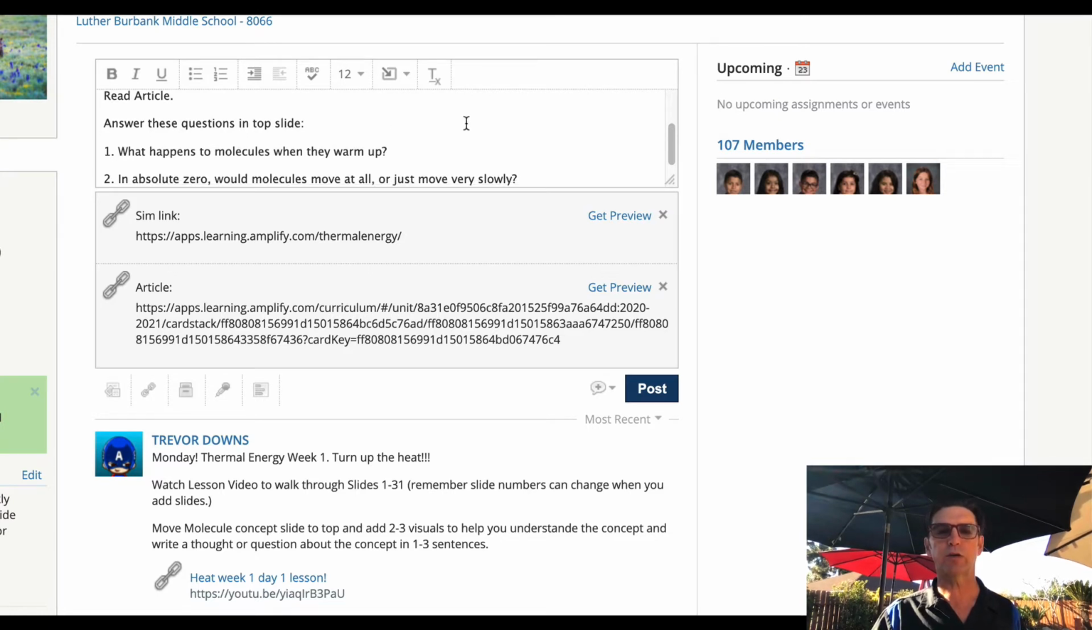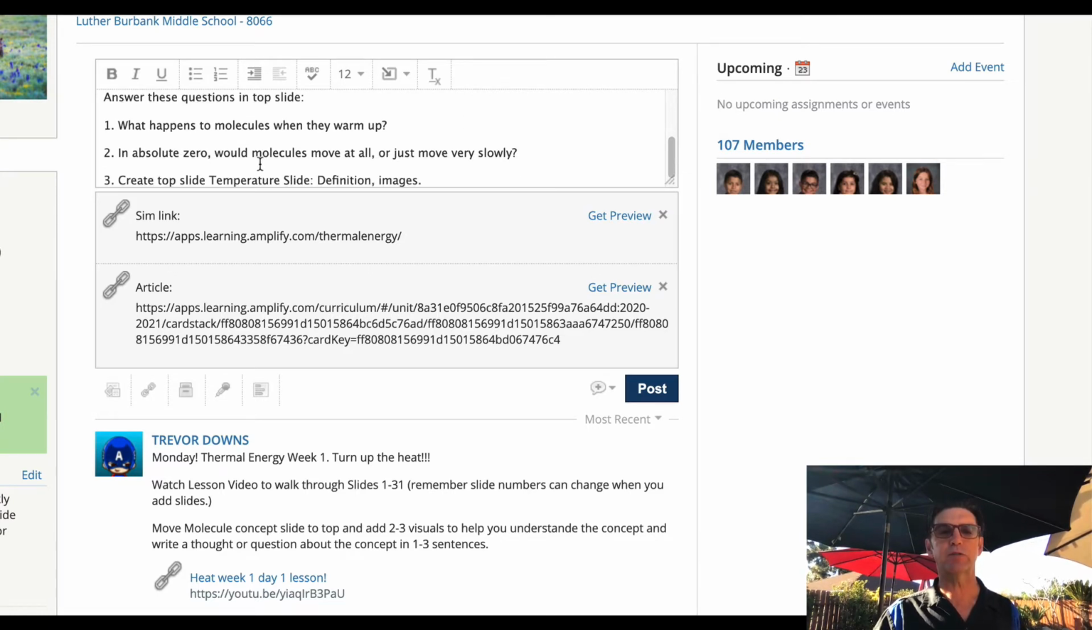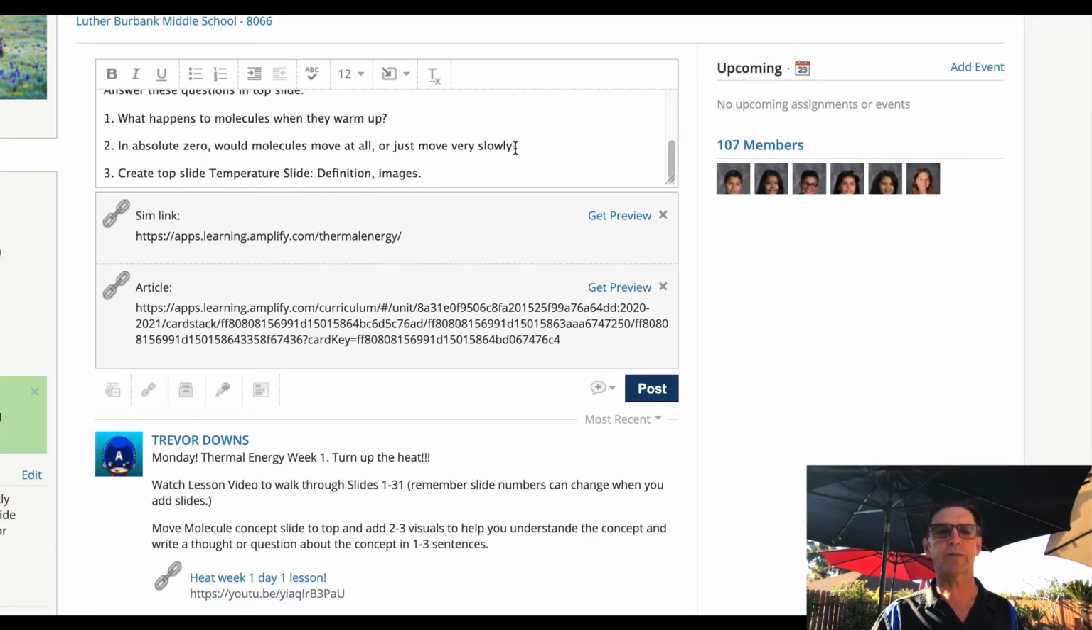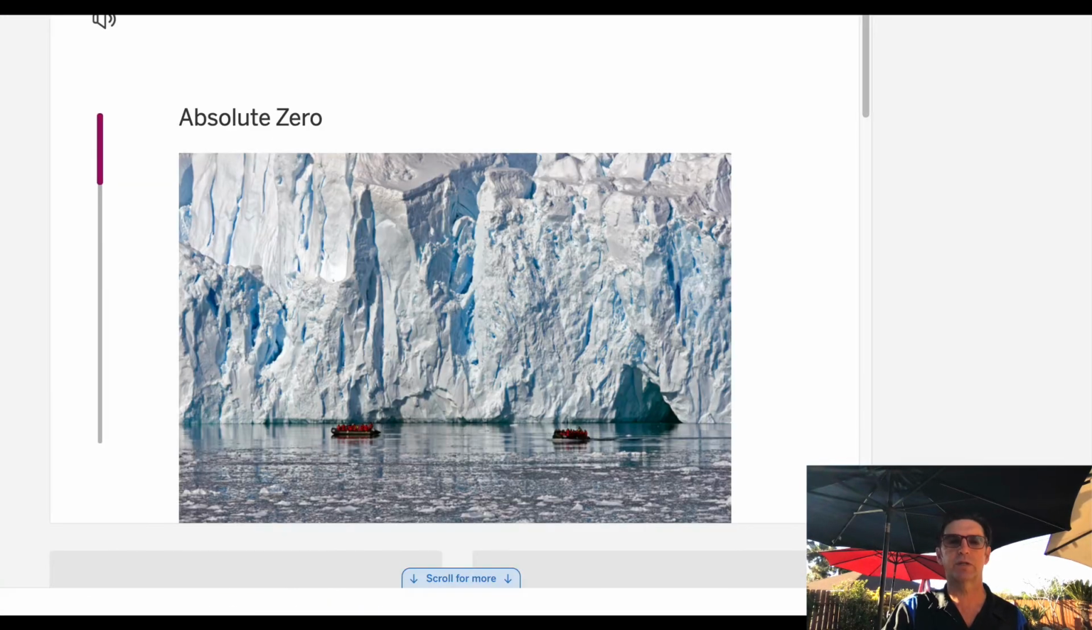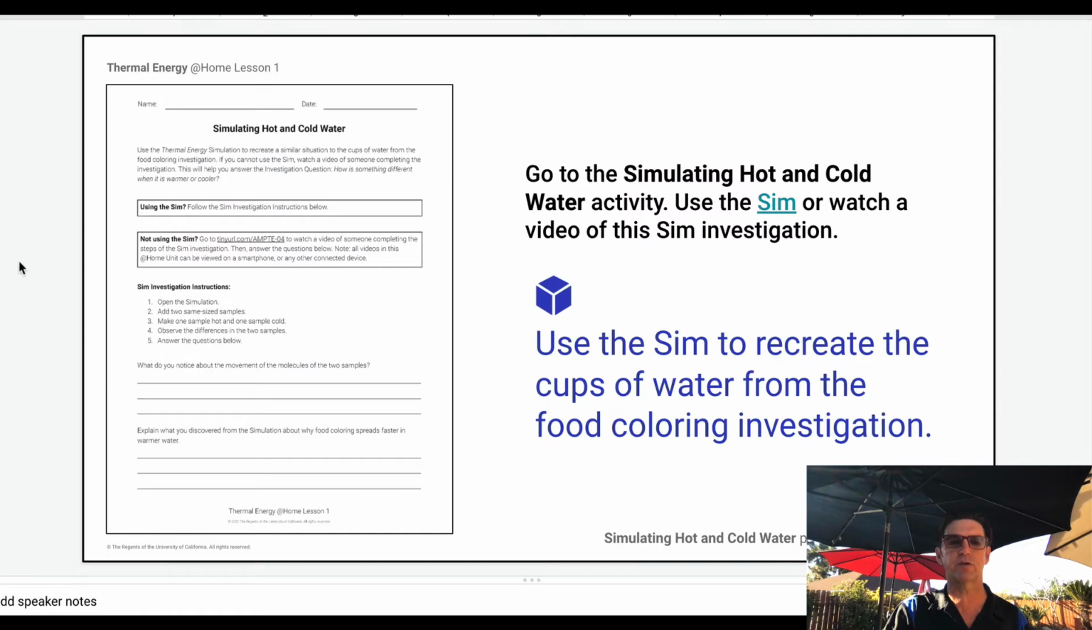What happens to molecules when they warm up? In absolute zero, would molecules move at all or just move very slowly? Then we're going to create a top slide temperature slide with definition and images. Pretty basic. Now there's our article, but first, back to the sim. Let's see if it works.